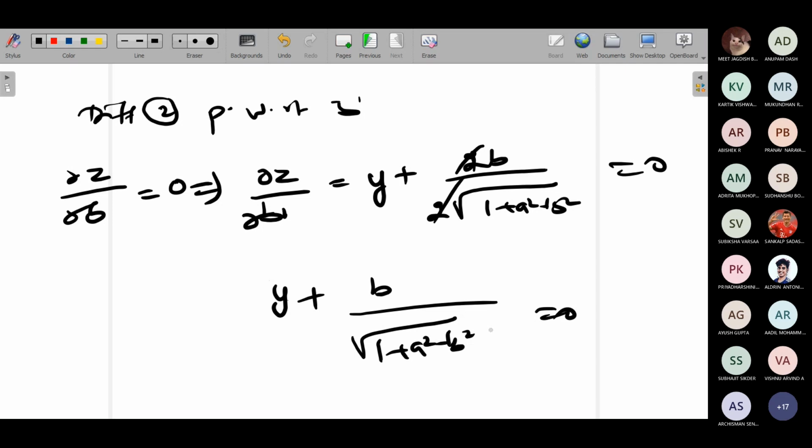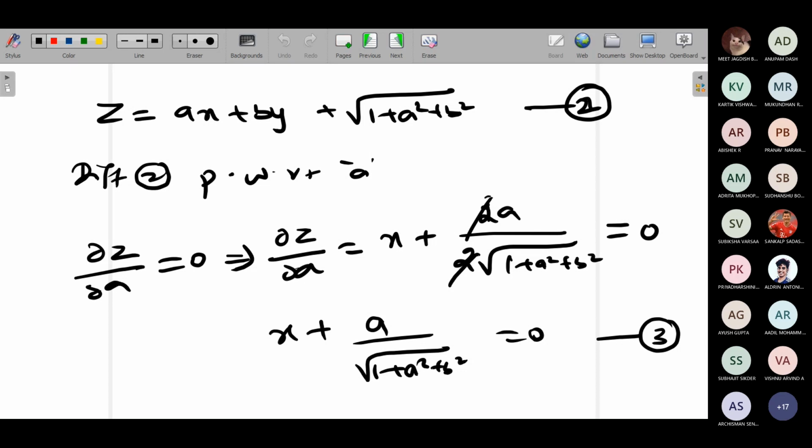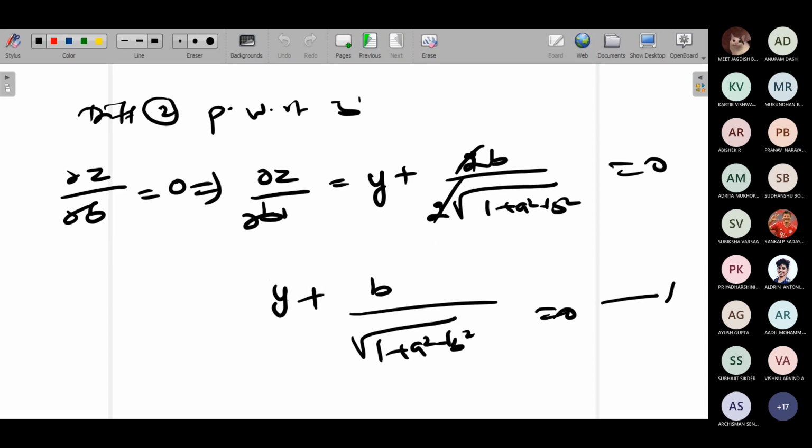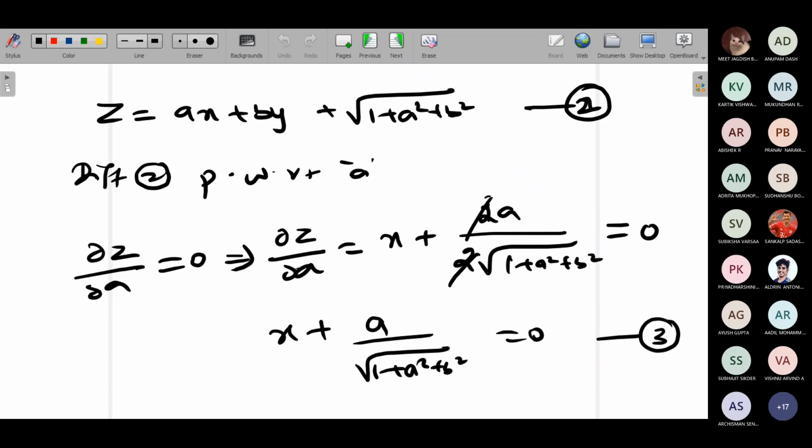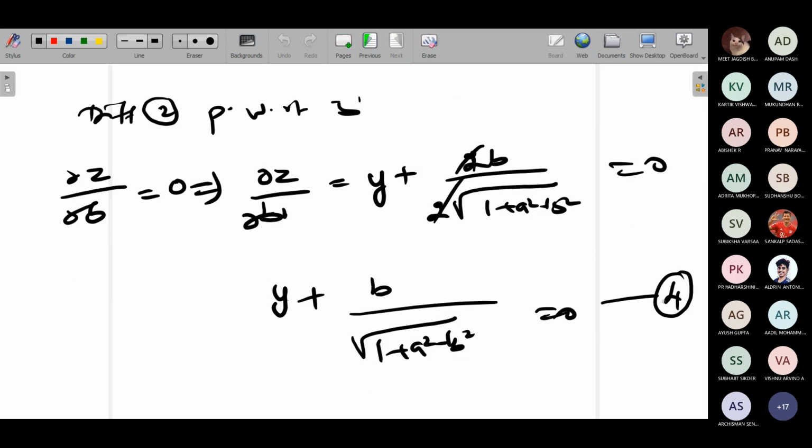What is our aim? Our aim is to find the values of a and b from equations 2, 3, and 4. Directly I won't get a and b because I have a into root of 1 plus a square plus b square. So if I find the value of root of 1 plus a square plus b square, it's more than enough. So first I'll find the value of a square.